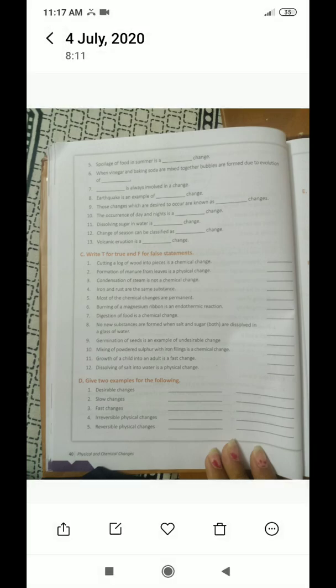Okay, students? So, these are the true, false and fill in the blanks we have done. Next, we have to do the examples we have to write. That is, what is desirable change, then slow change, fast change, irreversible physical change, reversible physical change, then exothermic change, then chemical change, then endothermic change.